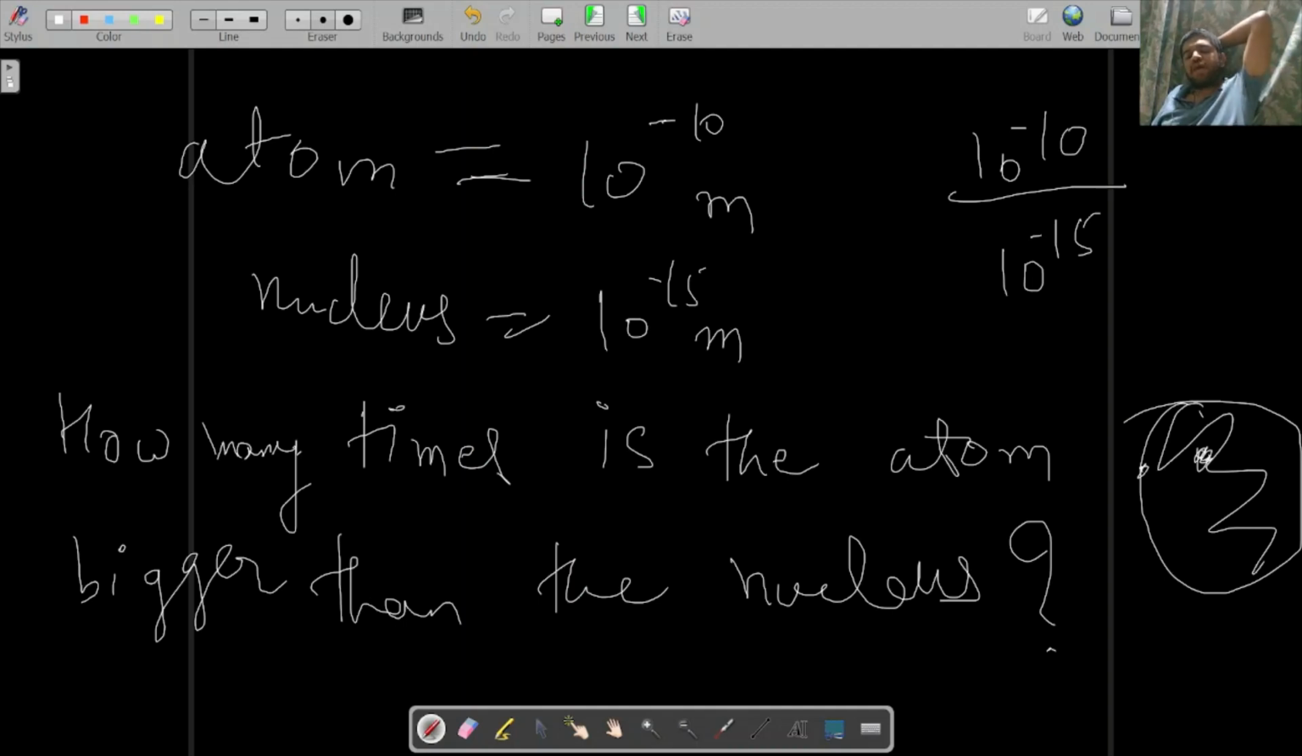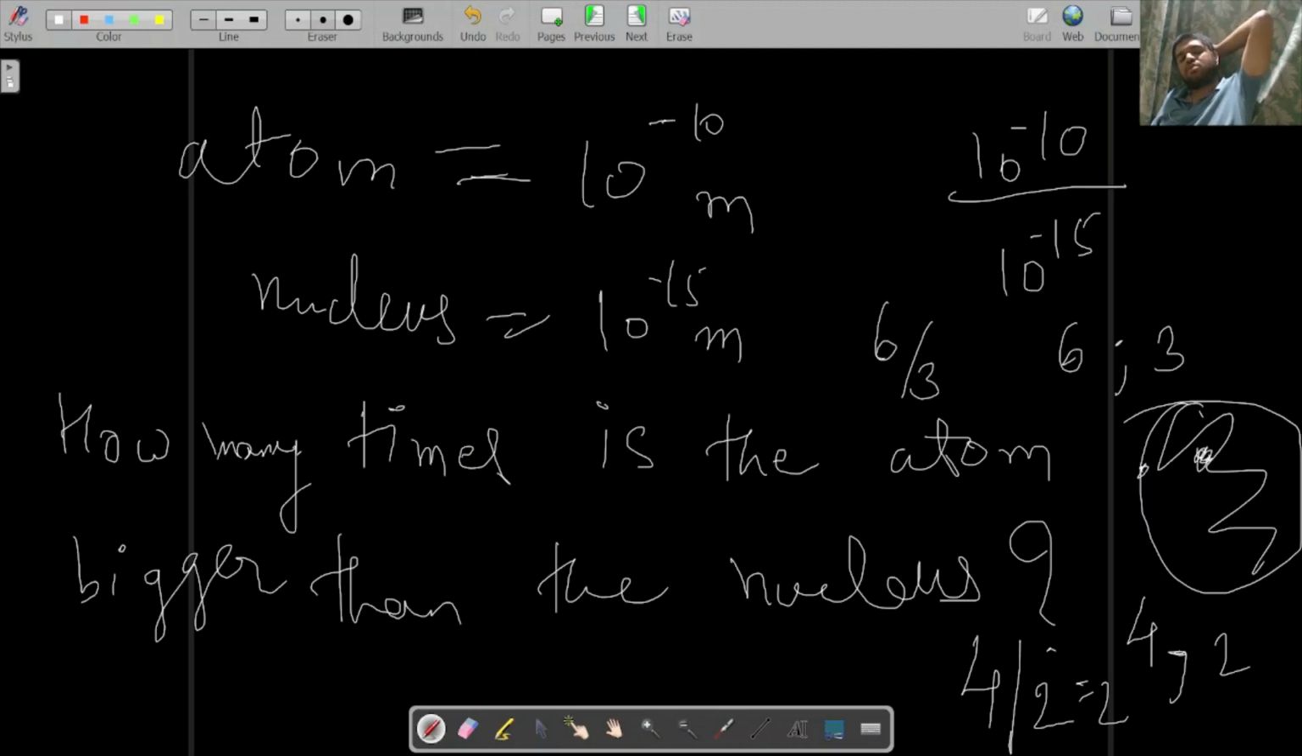For example, if you want to find out how much bigger 4 is as compared to 2, what do you do? You simply divide 4 by 2, so it comes out to be 2. So 4 is 2 times greater than 2. Similarly, if I ask you how many times 6 is greater than 3, 6 divided by 3 means 6 is 2 times greater than 3.